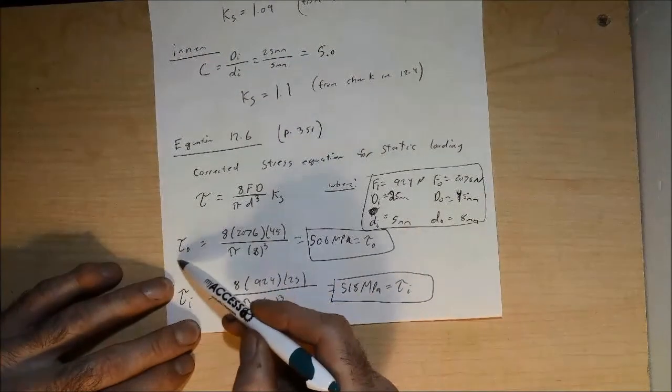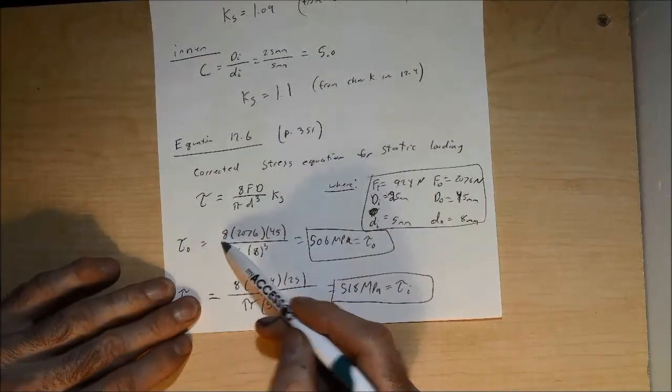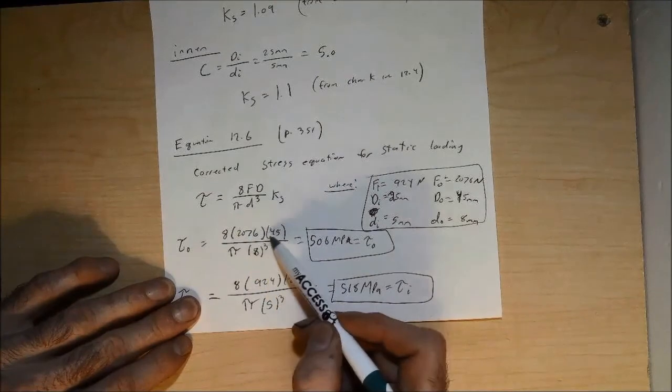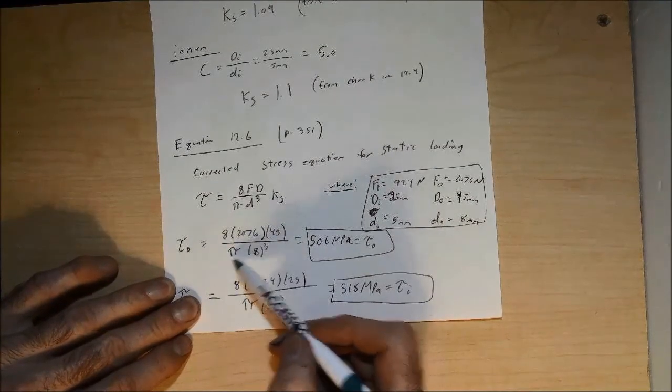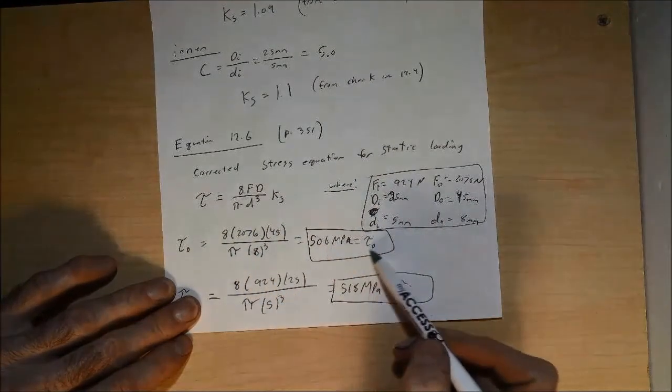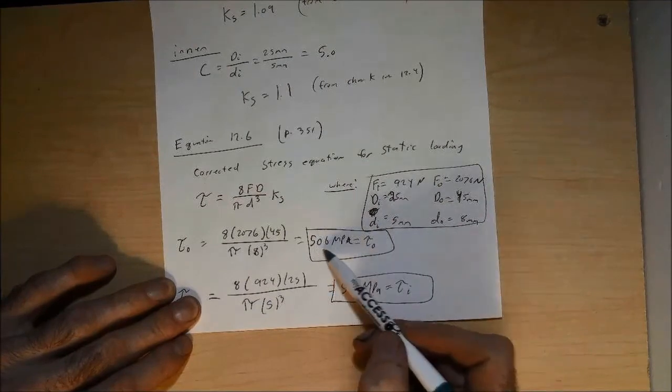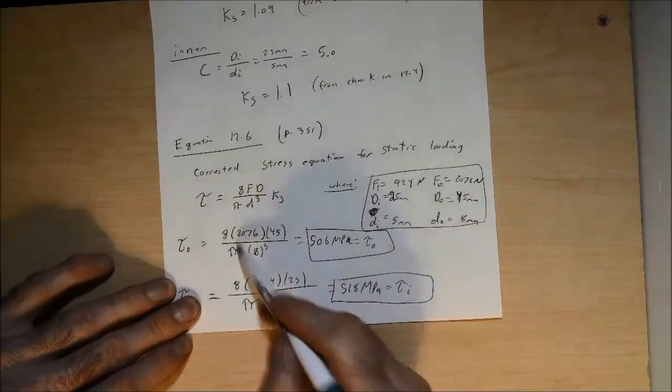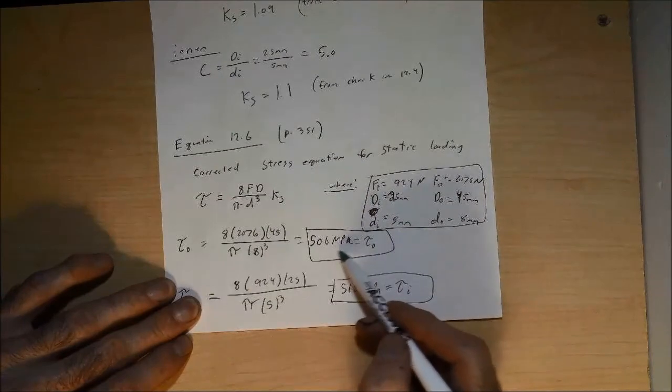So I want to do this separately for the outer. We plug in our values here, 8 times 2,076 times 45 divided by pi times 8 to the third will give us a value of tau outer of 506 megapascals. And again, pay attention to all your units you're plugging in here to make sure your final units are correct and do out your unit analysis.